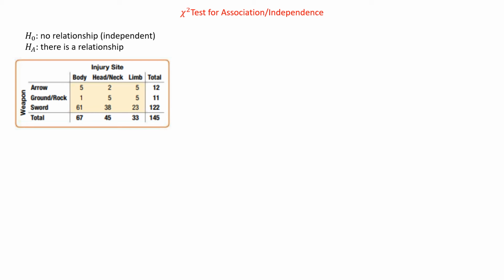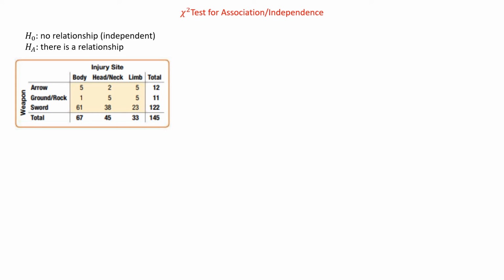Also, each injury is caused by exactly one thing. Maybe you're hit with an arrow and a sword. That would be two different injuries. So it would count as two different places. Maybe you're hit with an arrow and you fall off a ledge and you land on the ground or a rock. That again would be two injuries. You're not hit with an arrow that's strapped to a sword. That doesn't count. So each individual falls into exactly one box on this.